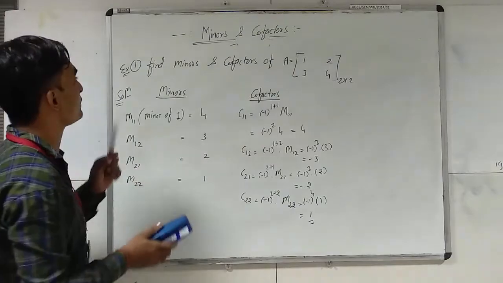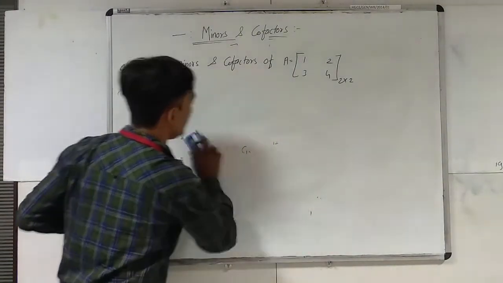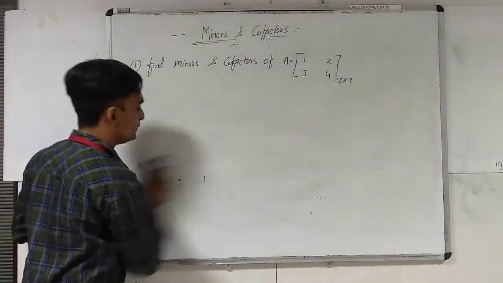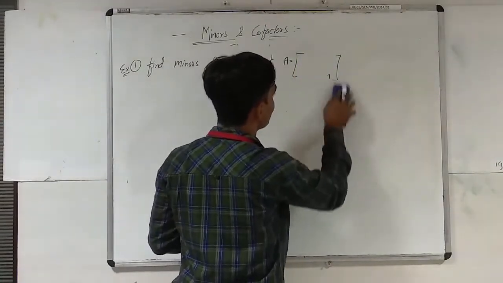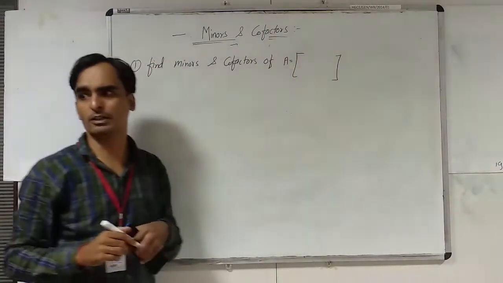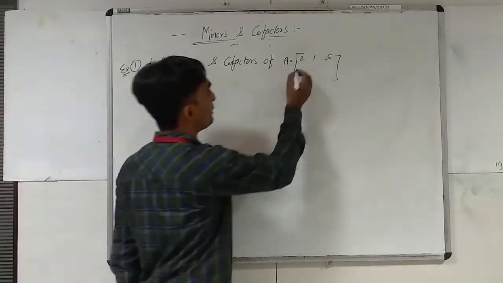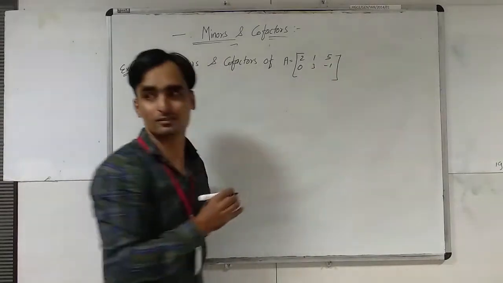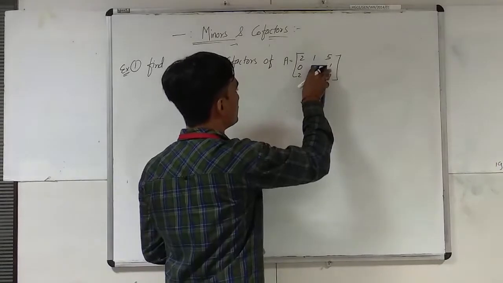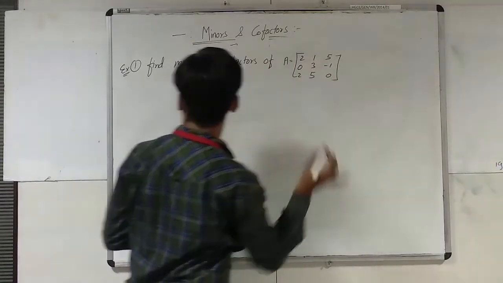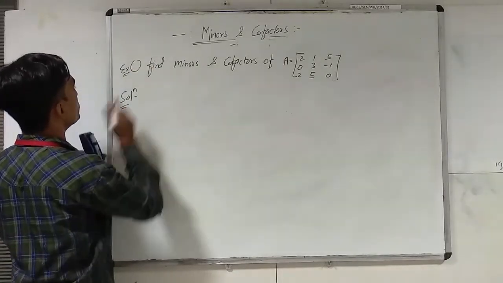Now we go for one example of a 3 cross 3 matrix, so we can understand it easily. The example is 2 1 5, 0 3 minus 1, and something 2 5 0. Solution. This is example number 2.